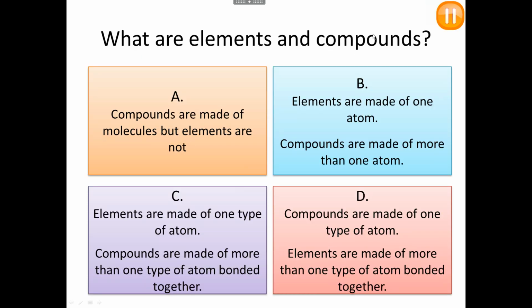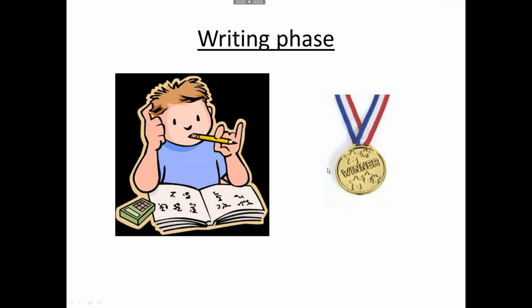Okay, let's check the extent to which you have the main bit of understanding needed for the writing task coming up. Pause the video and decide if the correct answer is A, B, C, or D. Okay, let's check. Have we got an answer slide in here? No, we don't. So let's just circle the correct answer, which is C. Elements are made of one type of atom, and compounds are made of more than one type of atom bonded together.